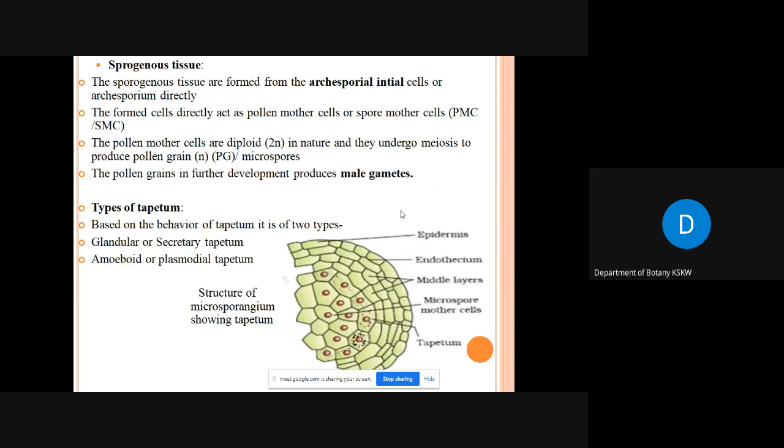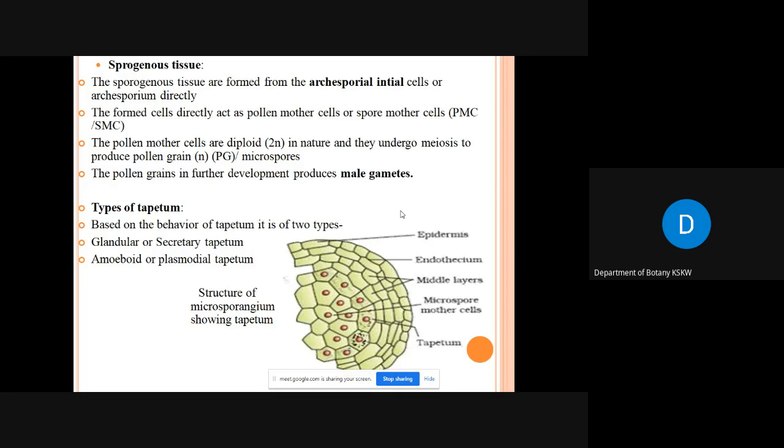Below the tapetum, you have the sporogenous tissue. Now, sporogenous tissue is formed from the archesporial initial cells or the archesporium directly. The cells which are formed directly act as the pollen mother cells or spore mother cells, which are diploid in the beginning and undergo meiosis to form the pollen grains, which are haploid. The pollen grains further develop and produce the male gametes.